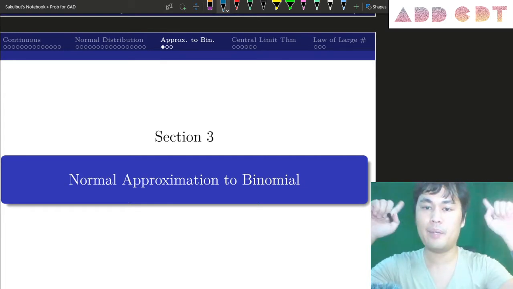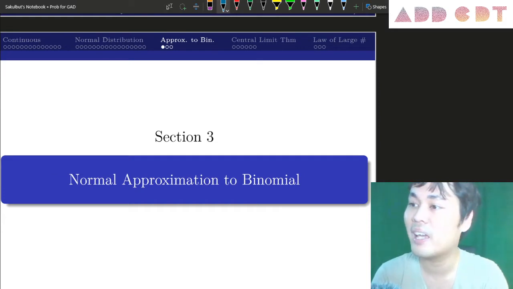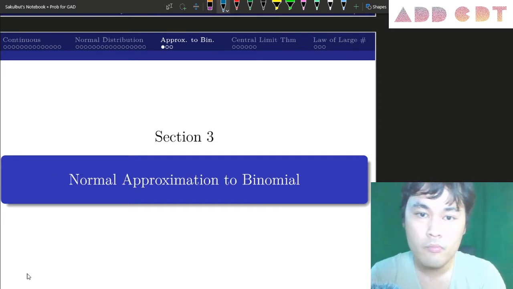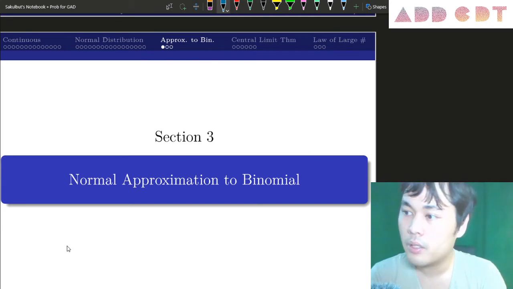Oh, by the way, I removed the green screen because it's too dark and it's not working. It's dark.